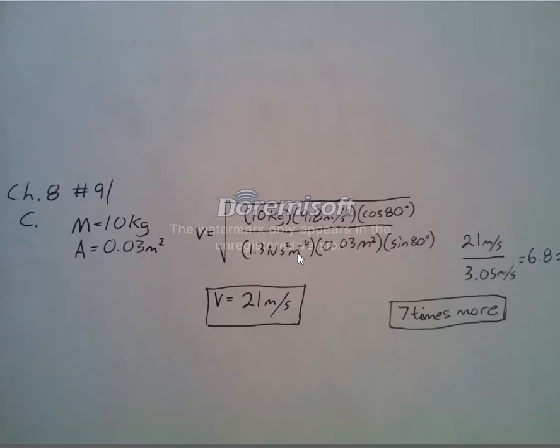So it asks us to compare the two values. So what I did was I just took 21 meters per second, the dog's wind resistance, divided by the blowfly's wind resistance, 3.05 meters per second. It comes out to be around 7 times more. I don't know if it's cutting off the 7 right here, but it comes out to be like 7 times more than the blowfly's. So the dog can withstand wind speed up to 7 times more than the blowfly.